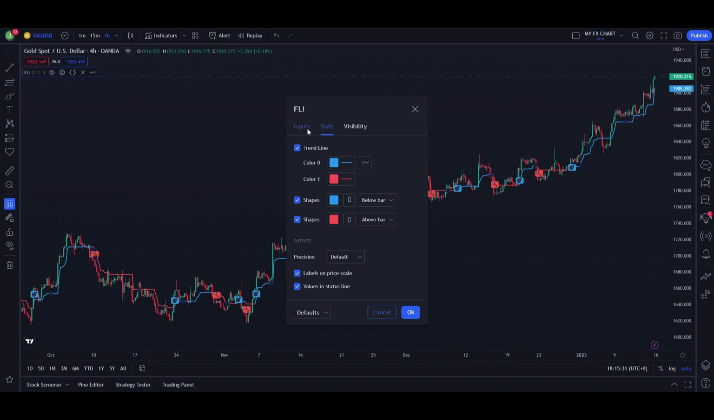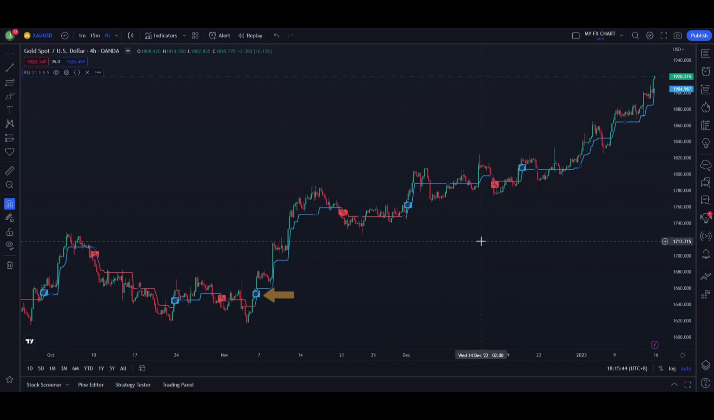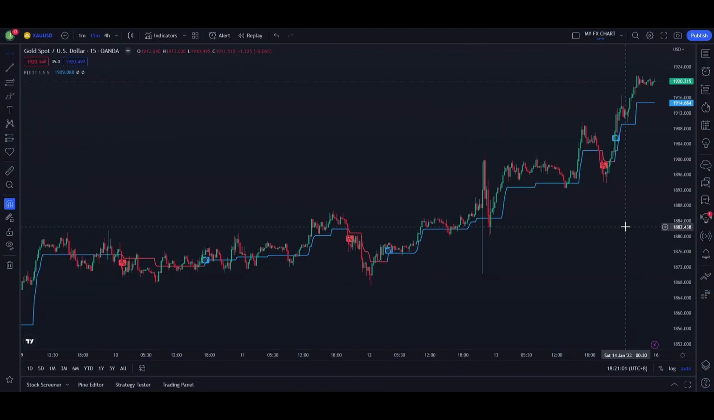In the input section, the BB period should be set at 21, the deviations should be set at 1.5, and the ATR period should be set at 5. The blue icon that appears below the candle will be our main signal. Next, we'll be adding the Hull Moving Average indicator to filter out any bad signals.